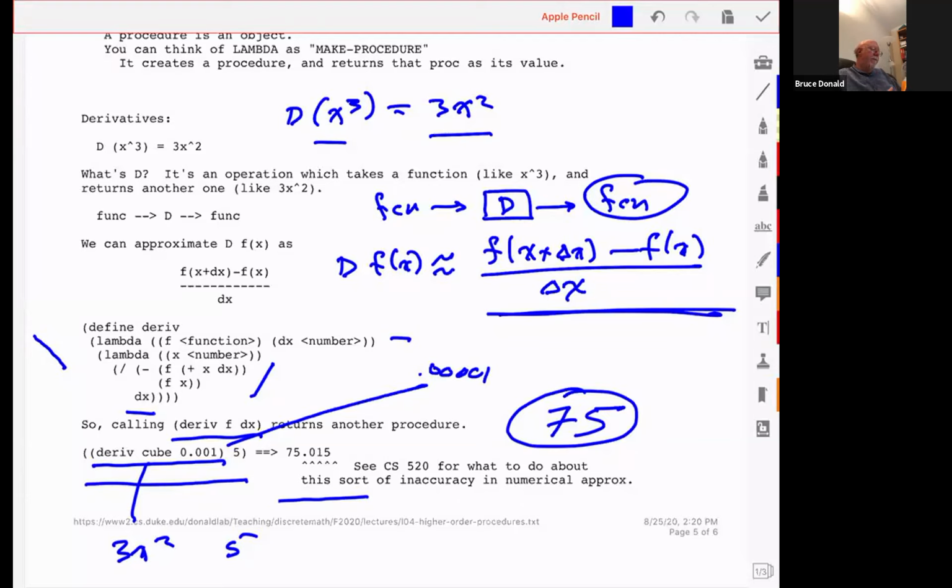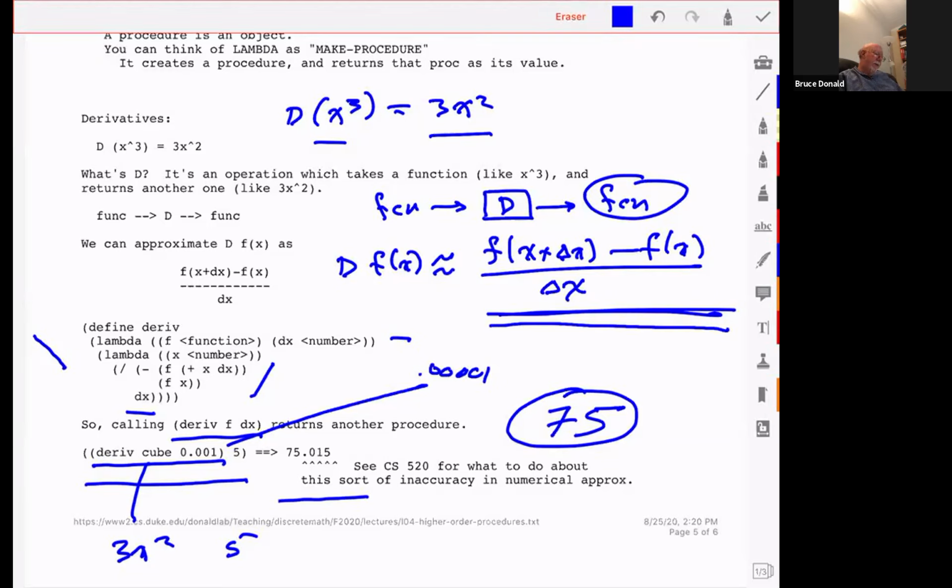So again, deriv is a procedure that takes a procedure as input, or in mathematics, it's a function that takes a function as input, and it returns another function, which is what we want. And in this case, it differentiates the function, so it takes x cubed as its input, and it returns a function that's very much like 3x squared, done by numerical approximation here, as its output. And then you can apply that to other things. Notice how I applied this here.